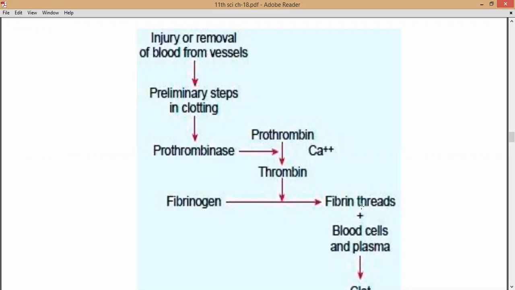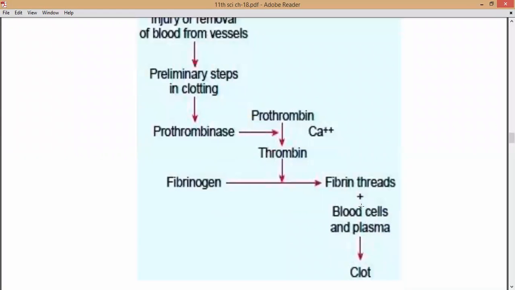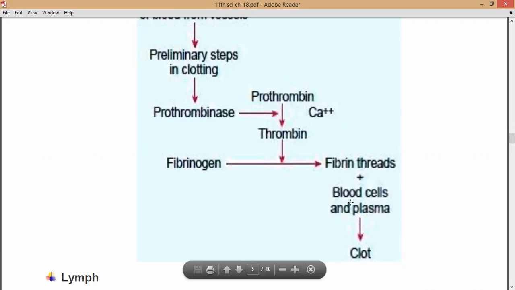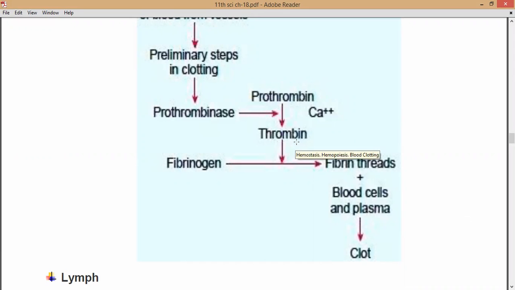So it is going to form thin fibrin threads, and along with those fibrin threads, the blood cells and plasma are also formed. So the first step says that prothrombin gets converted to thrombin in the presence of the prothrombinase and the calcium ions. Now this thrombin is responsible for activating the fibrinogen to fibrin threads as well as the blood cells and plasma.